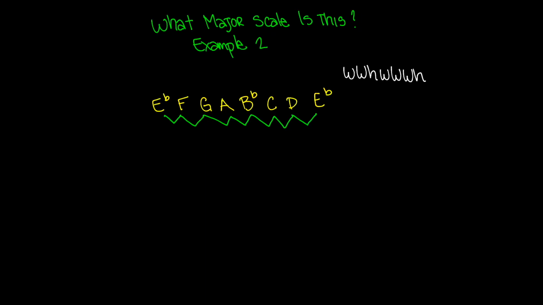Now I want to consider from E flat to F. From E flat to F, well, that is a whole step. From F to G is a whole step. From G to A is a whole step. From A to B flat is a half step. From B flat to C is a whole step. From C to D is a whole step. And from D to E flat is a half step.